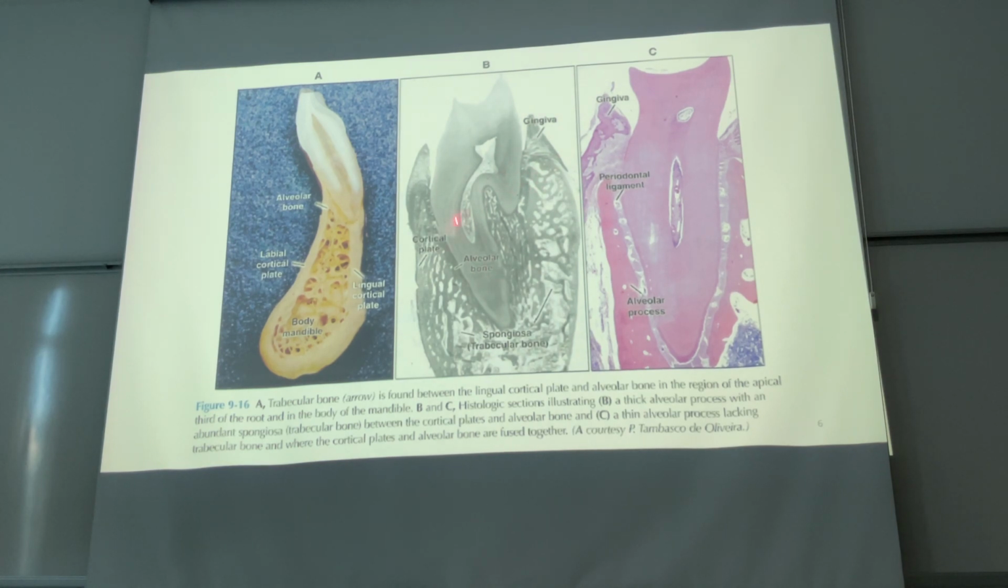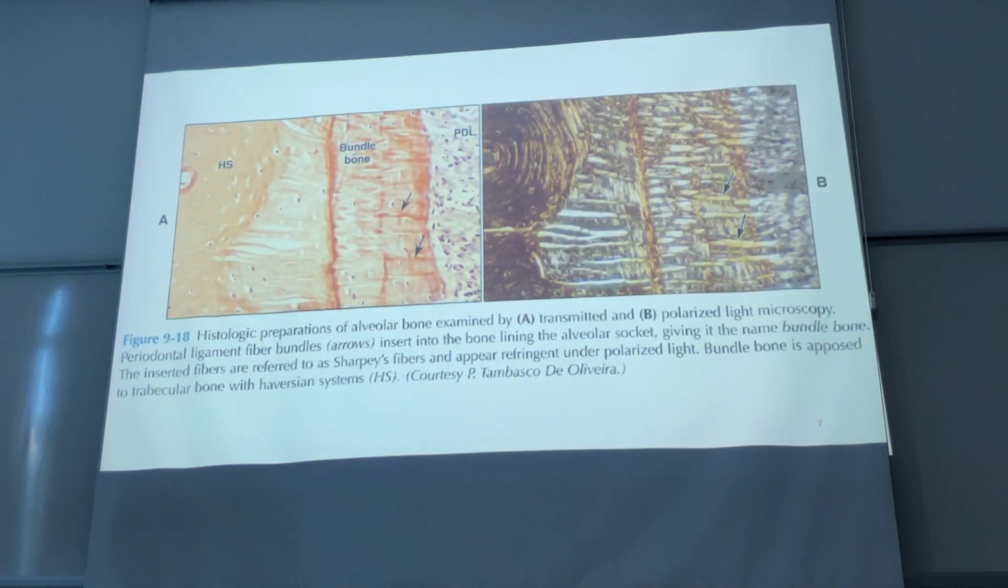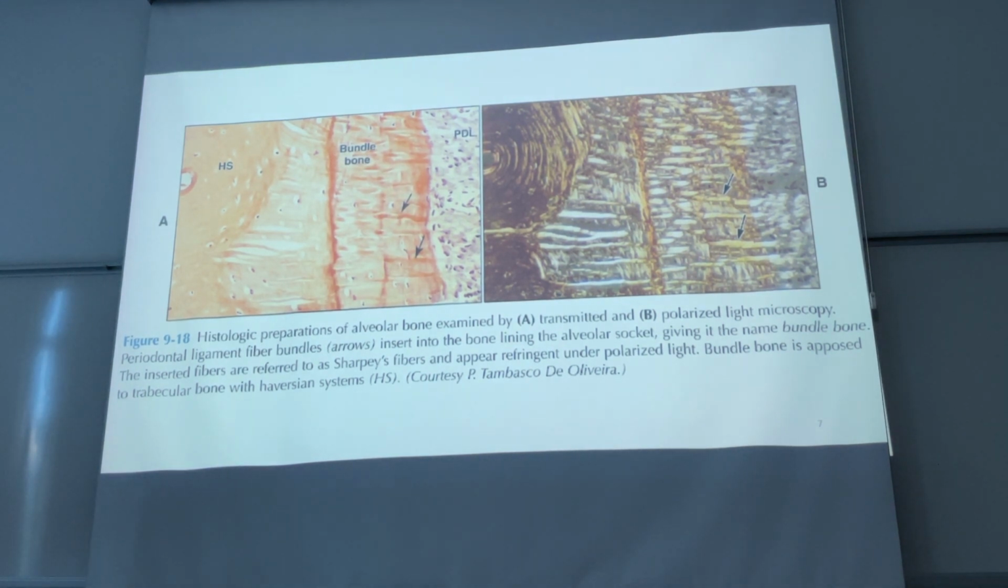Again, here you can see the bone tissue, and in this part you can see our tooth. Here again you can see the bone, and in this part we have the periodontal ligament. In this part you can see again the bone and bundles of, what is the name of these fibers? Sharpey's fibers in the structure of bone.